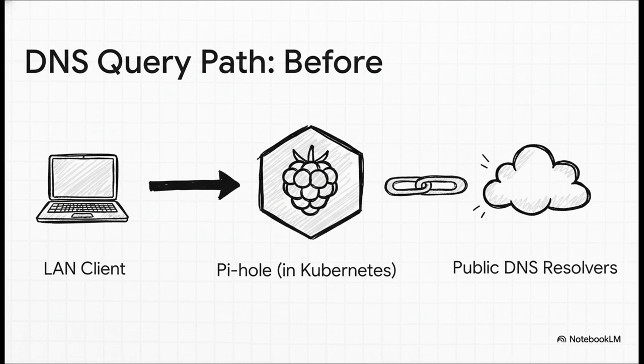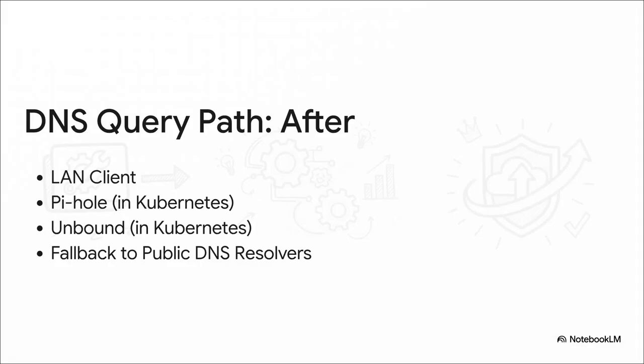But it creates a pretty big dependency on our internet connection and on those external services for all DNS lookups. Now look at the after state. This is so much better. We've brought the resolution process in-house by adding Unbound, a full-blown recursive DNS resolver right inside our own cluster. Now, Pi-hole talks to Unbound first.